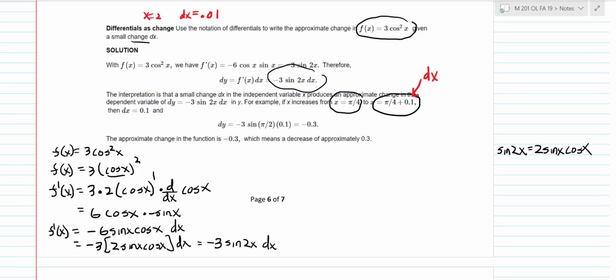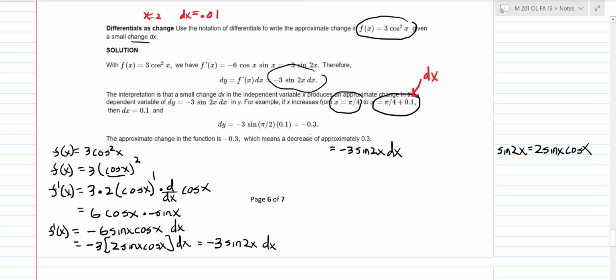So let me show you what we're going to do here. I'm going to go over what's been done on this, and then I'll explain how this approximates the change. Okay, so we got f prime of x, that's equal to negative 3 sine of 2x dx. Okay, that's what dy is.